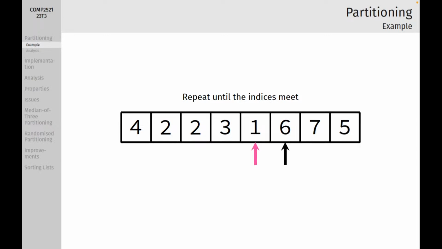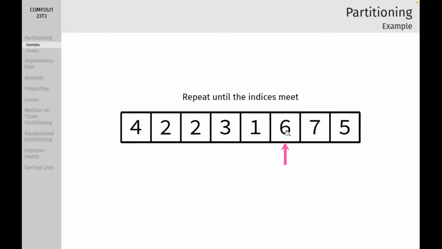So 1 is less than the pivot, so we move the left index forward, and finally the indices meet in the middle. After the indices meet, there are one of two possibilities. Either the element here is less than or equal to the pivot, or the element here is greater than the pivot. So in this case, the element here is greater than the pivot. So what we want to do is move the pivot into the middle of the array.